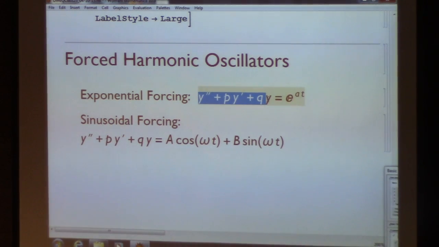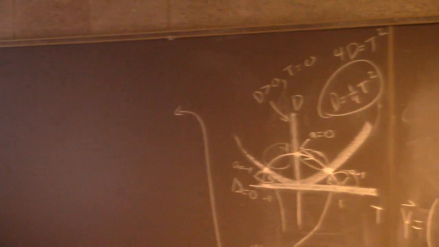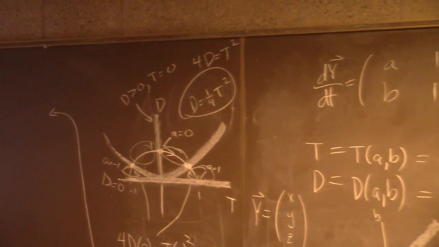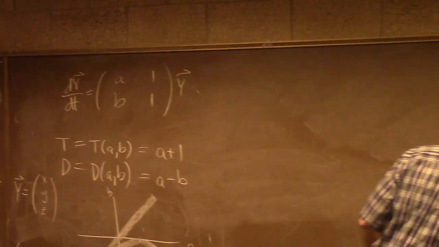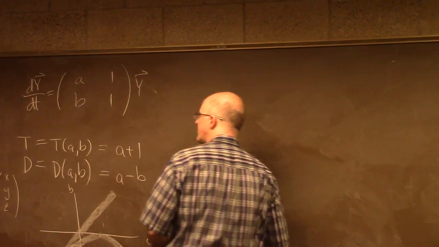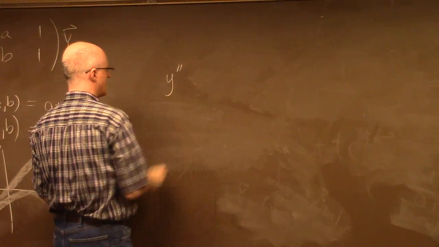Let's do an example. The sinusoidal case, it's trickier to solve. We'll end up using complex numbers again. We'll see that as a beneficial way to think about the sinusoidal case. Let's do a particular example.